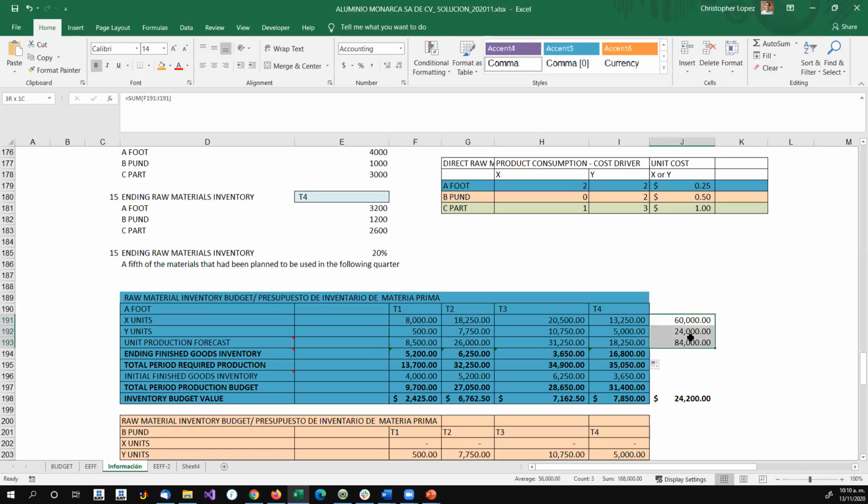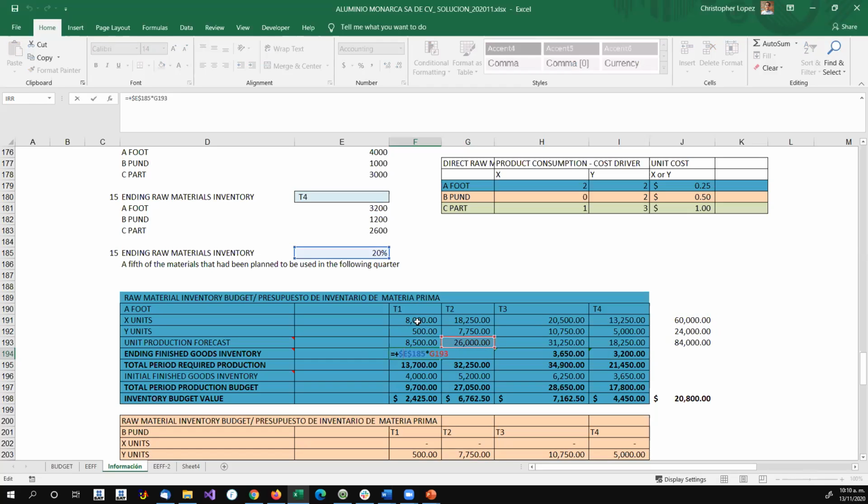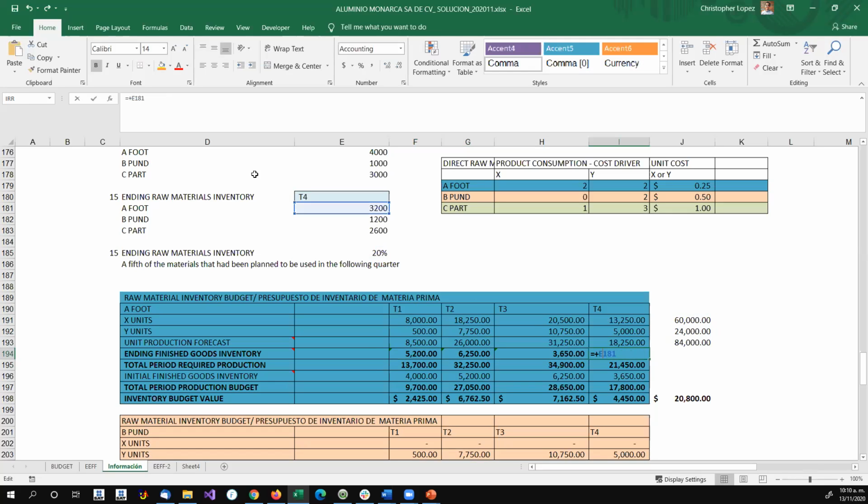Just a fifth. You move the formula and you are going to end up here. Well, this is incorrect, I'm sorry. You are going to end up here with no information because there is no raw material for the next quarter, which will be the next year. So what you actually do is put the information of the ending raw materials for December. There you put the raw materials for December, okay? Anyway, so now you have the ending inventory for each period.